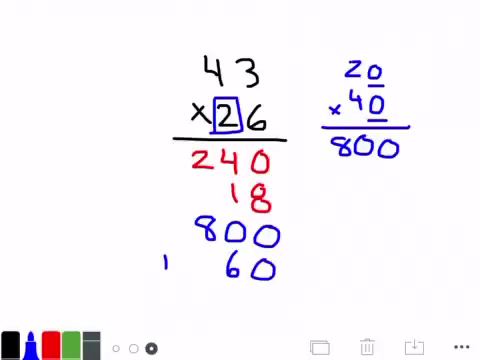Now I have 4 partial products. I add those up, and I'm going to get my total answer. So over here in the ones place, I add 0 plus 8, 0, 0. That would be 8. 4 plus 1 is 5. 5 plus 6 is 11. So I need to carry. 1 plus 2 is 3. 3 plus 8 is 11. Carry the 1 again, but falls right down. So 43 times 26 is 1,118. Let's look at another one.